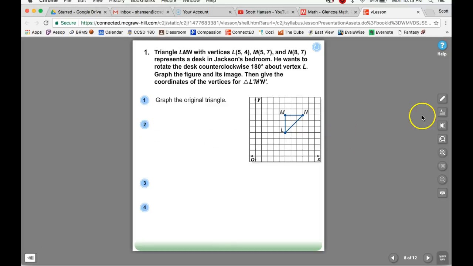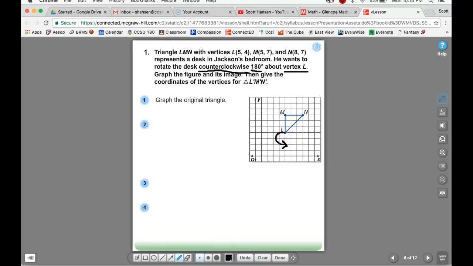So a couple of vocabulary situations that you need to be aware of. First of all, the direction, which in this case is counterclockwise, and the degrees, which is 180. So that means two things to us. First of all, it means that I'm going to be making a 180 degree angle this direction, rotating that figure around, and also about vertex L. So point L is going to be the fixed point or the center of rotation.